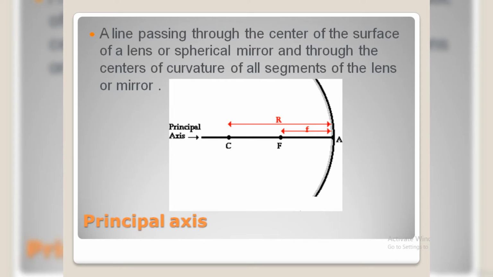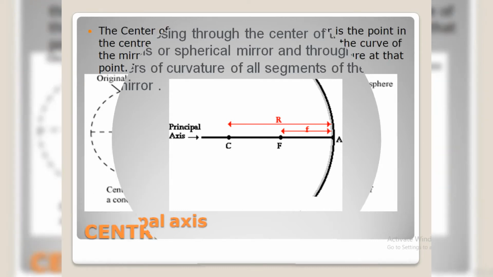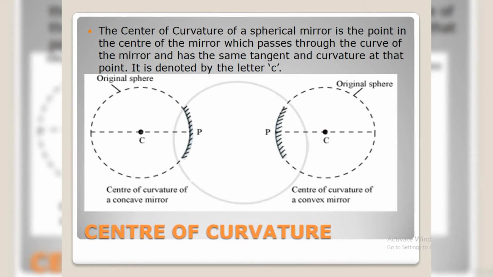One line is passing through the pole. What is the meaning of pole? Pole means it is the geometrical center of the mirror. And focus we are going to discuss. Center of curvature means all the normals will converge. All the normals you see here, the center of curvature, now we are going to discuss it.